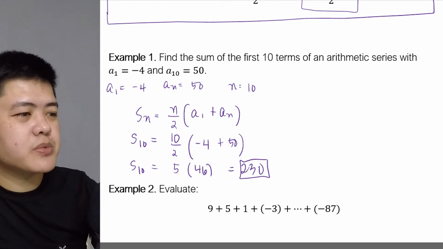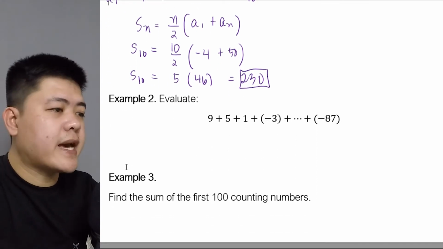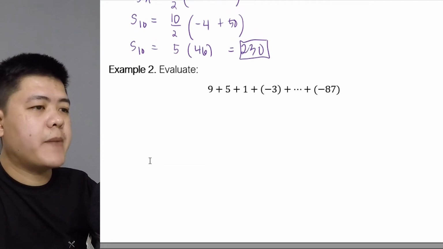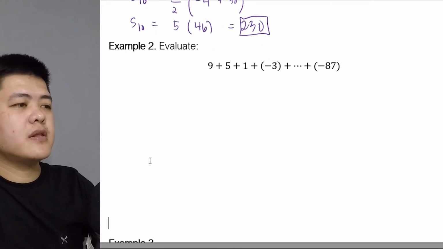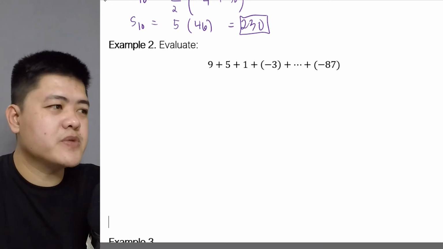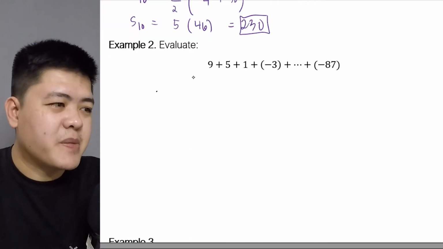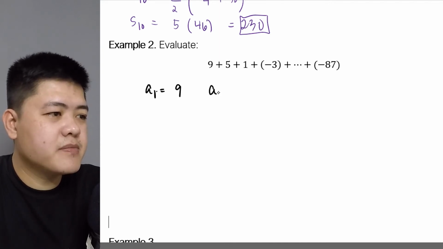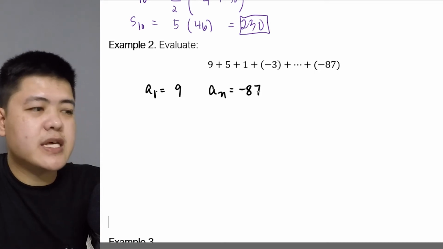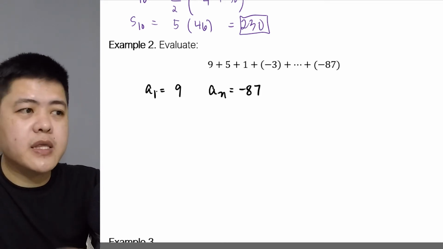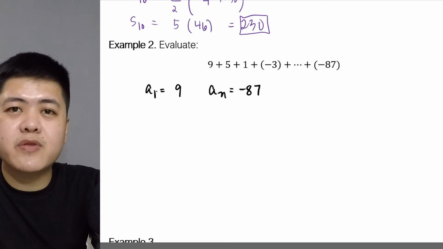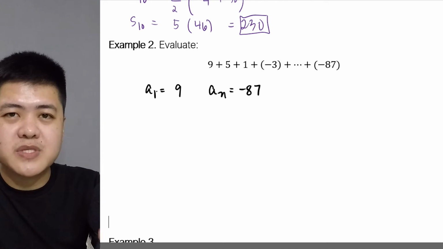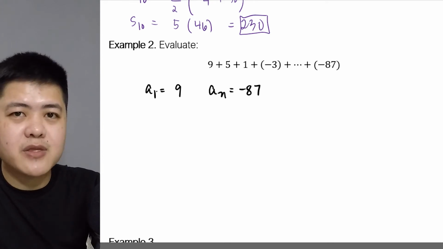Let's have example number 2. We want to evaluate 9 plus 5 plus 1 plus minus 3 plus up to minus 87. Okay. So, I think we will still be using the same formula kasi meron tayong a sub 1, which is 9, and the last term, which is negative 87. Actually, hindi natin goal kung malaman kung ilan. Hindi pala goal pala natin. We don't know how many terms are there. Tama? Kasi given lang tayo ng first term tsaka ng last term. So, we still need to get how many terms are there.